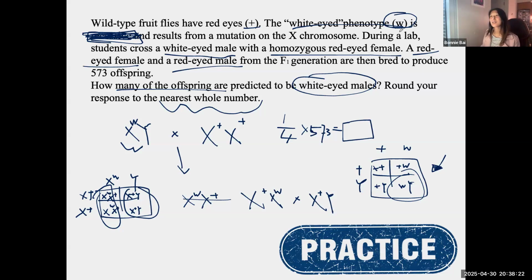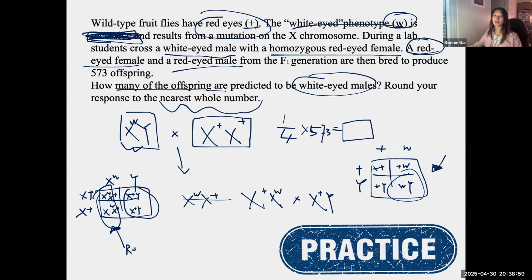Wait, I think this question is wrong, isn't it? I think red eye should be dominant based on this question. What did I do? Give me 1 second. So we did white-eye male, that's right, crossing with a homozygous red-eye female, so that's right. But then the first generation females are red-eye. Ooh. Wait, if the first generation females are red eyes, that means red is dominant. This question is wrong. So red should really be the dominant one.